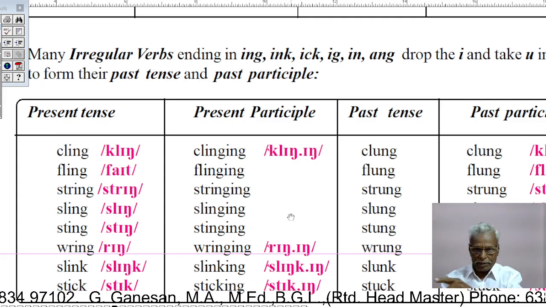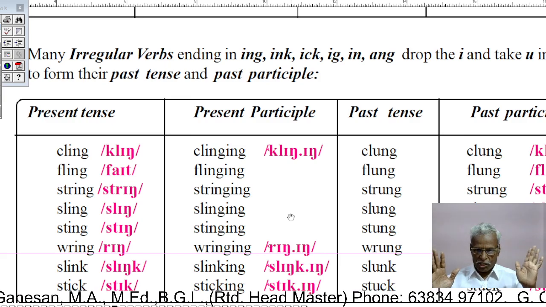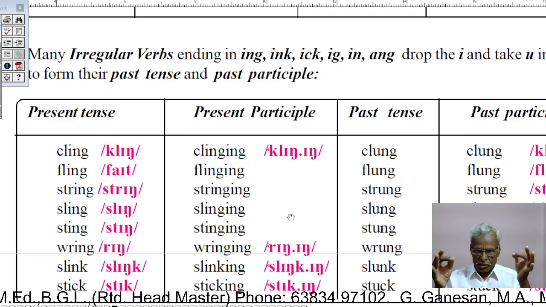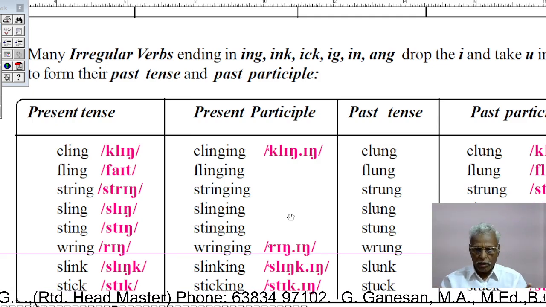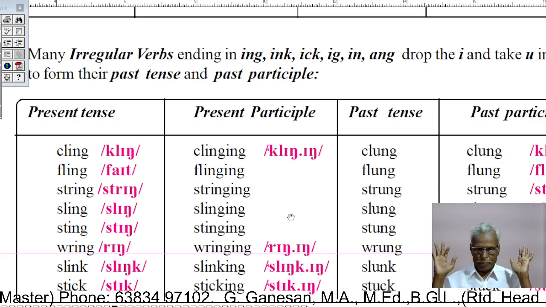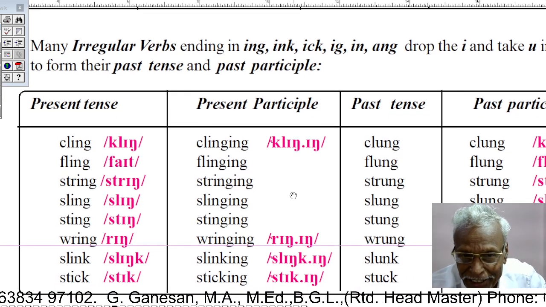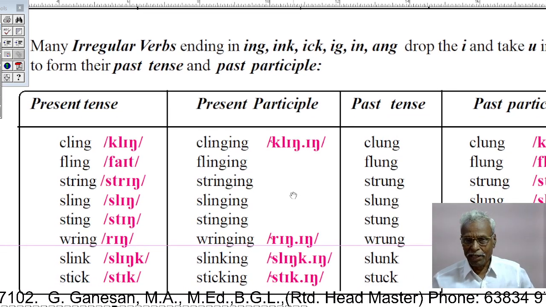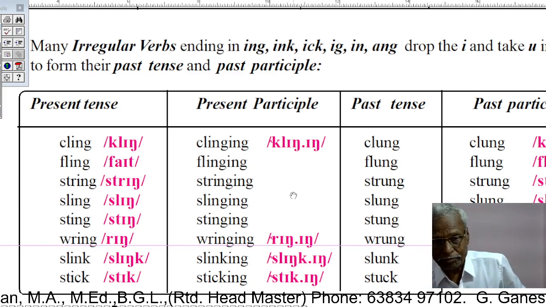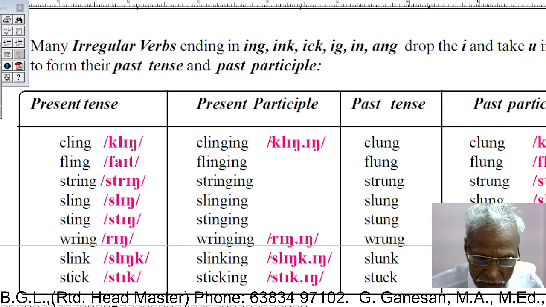Cling, clung, clung. Fling, flung, flung. String, strung, strung. Sling, slung, slung. Sting, stung, stung. Ring, rung, rung. Stick, stuck, stuck. See? This is ing, ink, ick, ig, in, ang. Have it in memory. Drop simply the I and take u to form the other two forms.